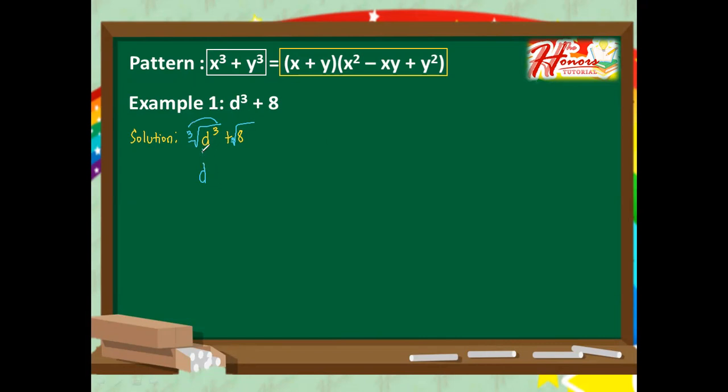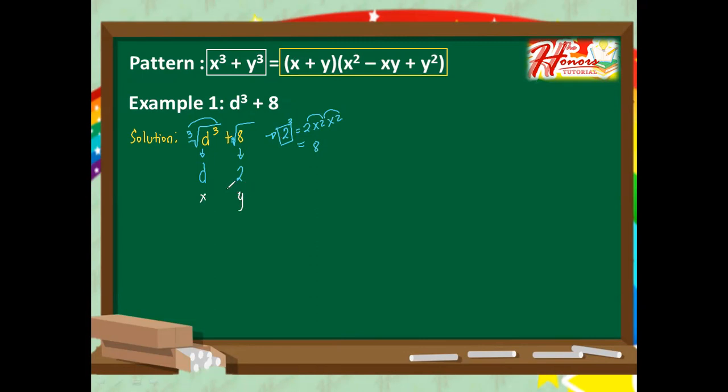Next, the cube root of 8. So think of a number that when you raise to 3 is equal to 8, and that is 2, because 2 cubed is equal to 2 times 2 times 2. So 2 times 2 is 4, times 2, that's 8. So now we will be getting the base, and that's positive 2. So d will be your x, 2 will be your y.